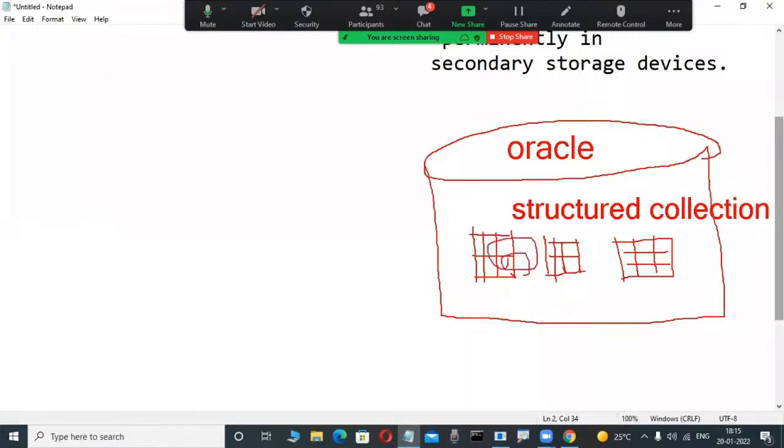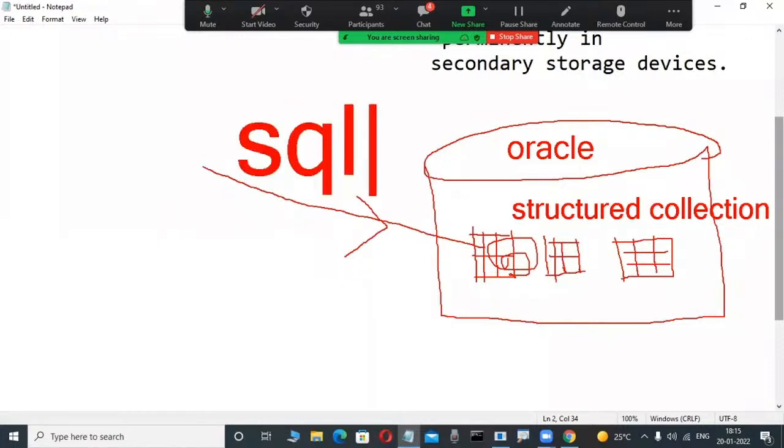Once a structured collection of data is there, to operate on this data, some language is required. What is that language? Maybe anybody has an idea? SQL is a language, structured query language. Through this language only, we operate on this structured data in relational databases. But MongoDB and those types of databases are different. SQL is not there. There is no SQL. That is JavaScript, those types of languages, you have an idea, no?